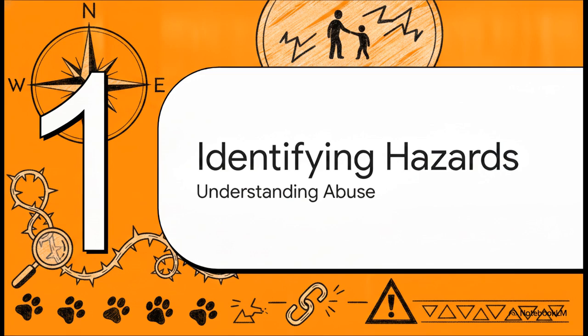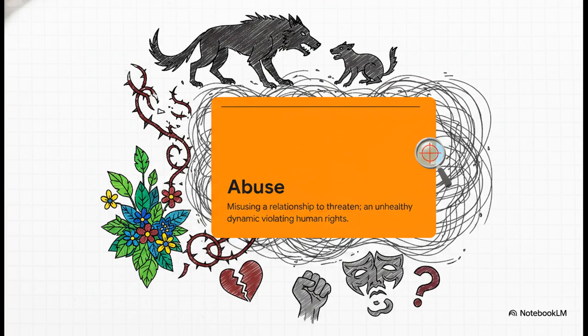Section 1. Identifying the hazards. Understanding abuse. Okay, let's dive into this absolutely crucial concept for your exams. Listen, just like in nature, recognizing a predator or a dangerous environment is literally the very first step to survival. So what is abuse? Well, it's defined as when someone misuses a relationship and threatens you. It is a totally unnatural, unhealthy dynamic that actively violates human rights.